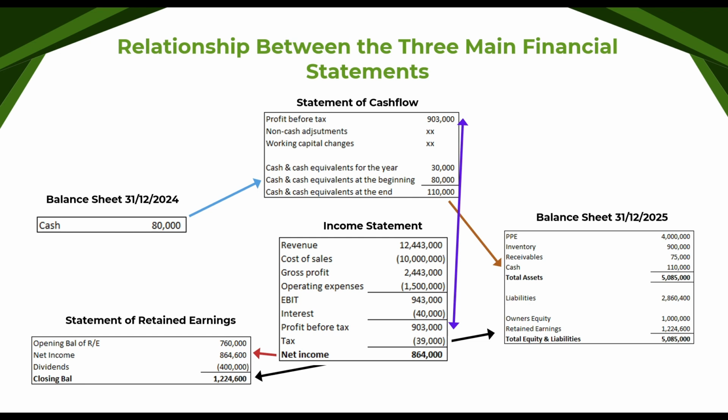Like I always emphasize, those are crucial for you in your financial analysis and in your financial modeling, when you're modeling an organization or a company. So you know how they are connected to each other. It's going to help you. It's going to aid you.